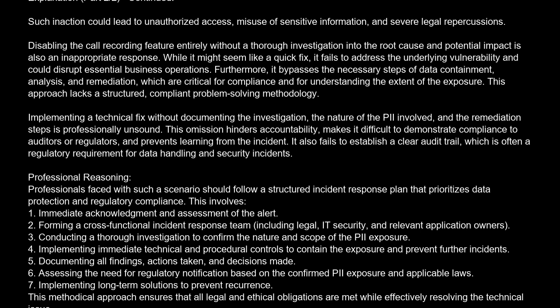Furthermore, it bypasses the necessary steps of data containment, analysis, and remediation, which are critical for compliance and for understanding the extent of the exposure. This approach lacks a structured, compliant problem-solving methodology. Implementing a technical fix without documenting the investigation, the nature of the PII involved, and the remediation steps is professionally unsound.